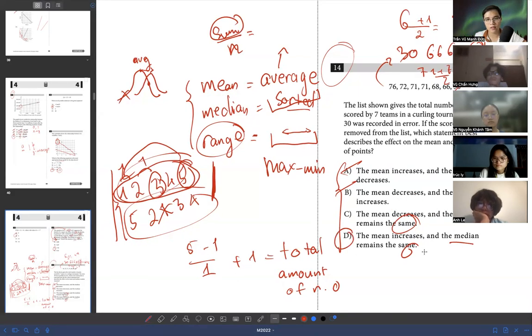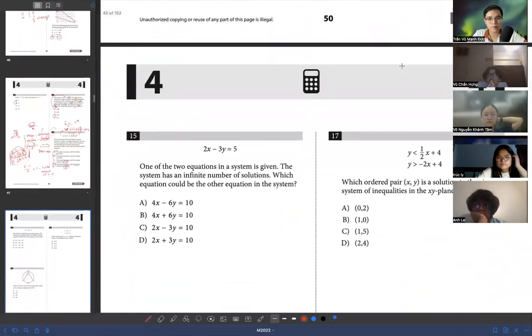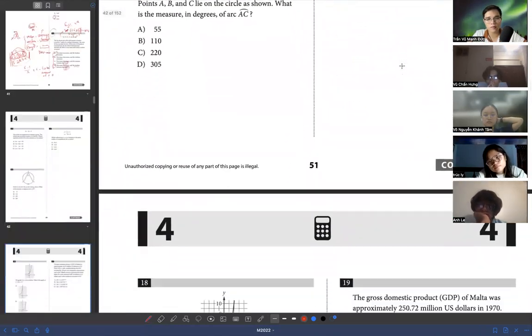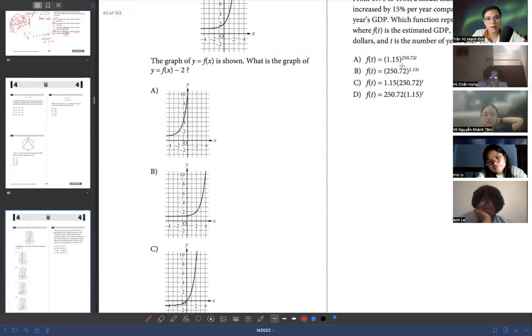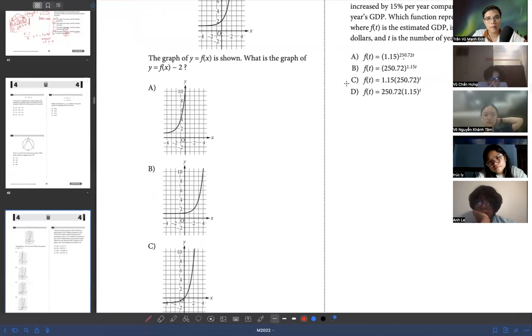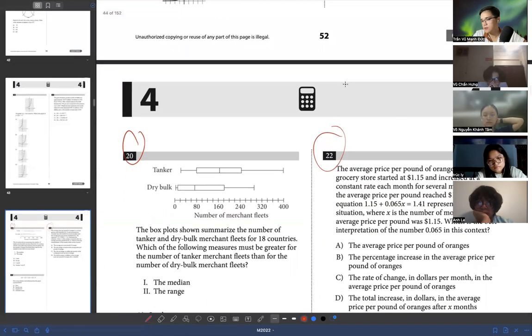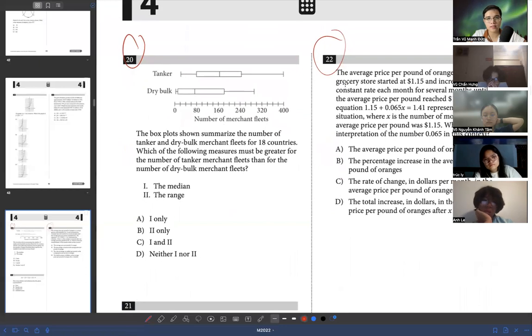Because the median remains the same when you take out 30, all right? If you encounter a question that has median in it, you first sort them from smallest to largest, 30, 66, like that, and then you do what the question asks you to do. And these are quite easy, so I'm not gonna bother. These are quite easy too, and this is better.